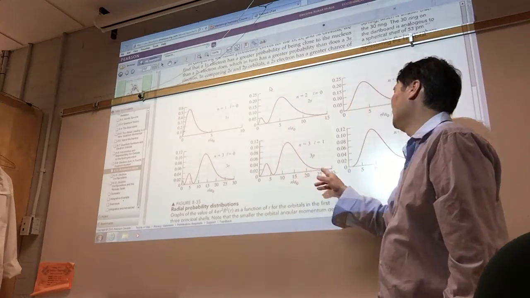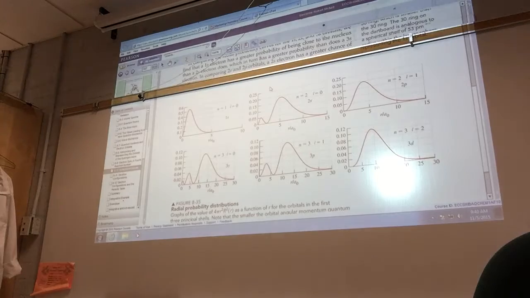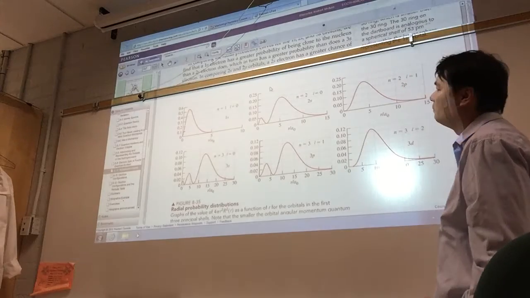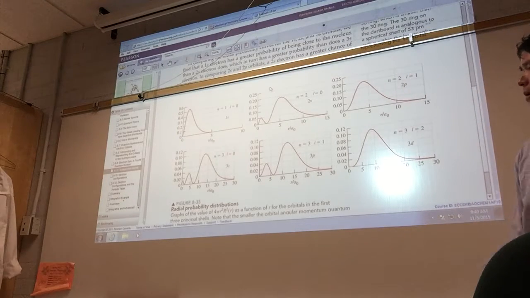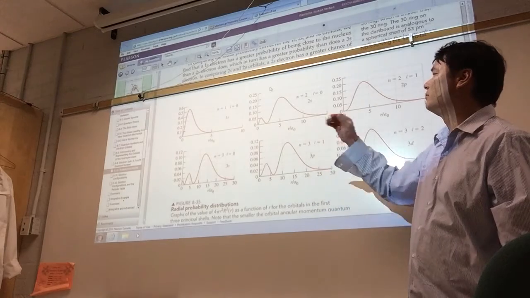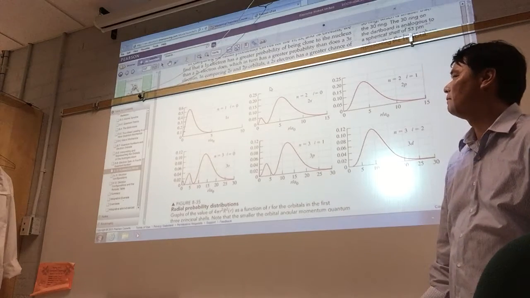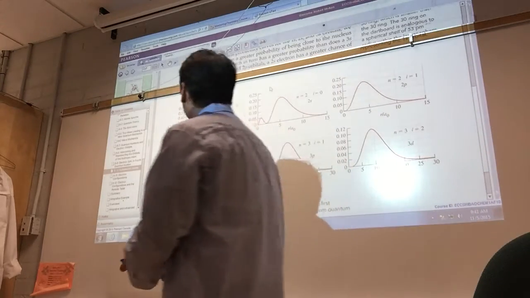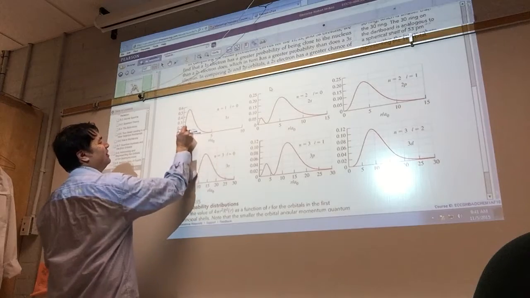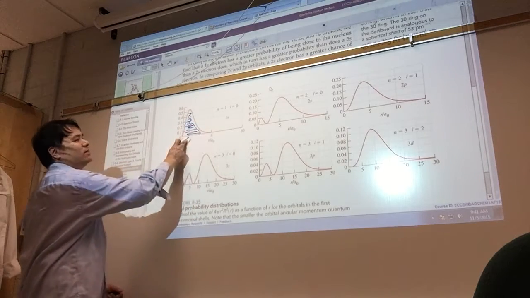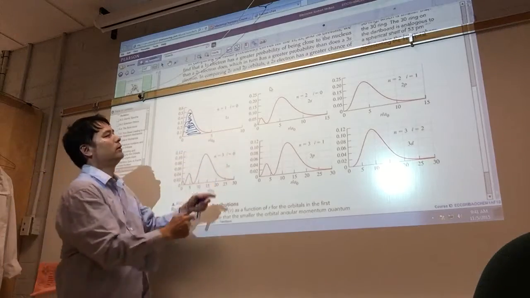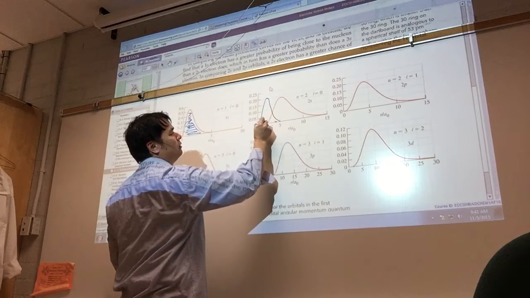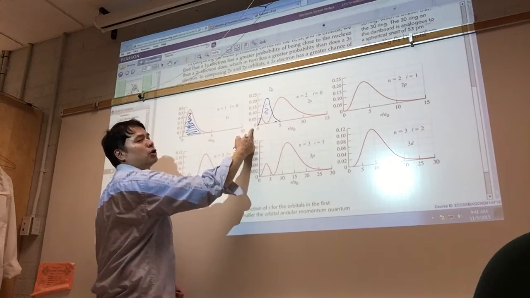Etc. 3s, 3p, and 3d. Now, this is good at illustrating, these RDFs or RPDs, radial probability distributions, are very good at displaying penetration and shielding. So if we have a 1s electron here, what's that going to do to this? Well, it's going to shield the 2s electron from the nuclear charge.